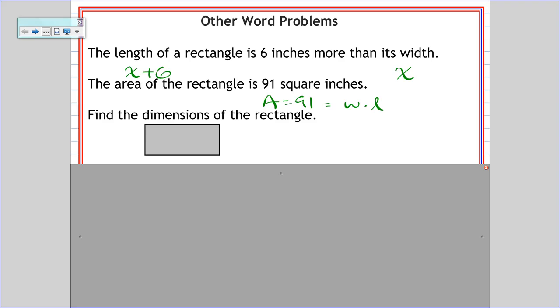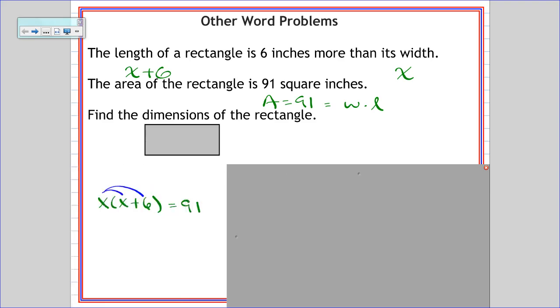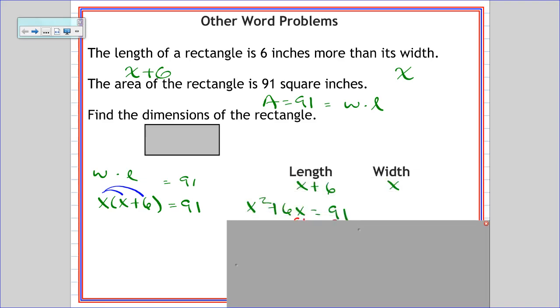So that allows us to write this equation, that the width, which is x, times the length equals 91. So we've got x times (x plus 6) equals 91. We're going to distribute that, and that's going to give us x squared plus 6x equals 91.